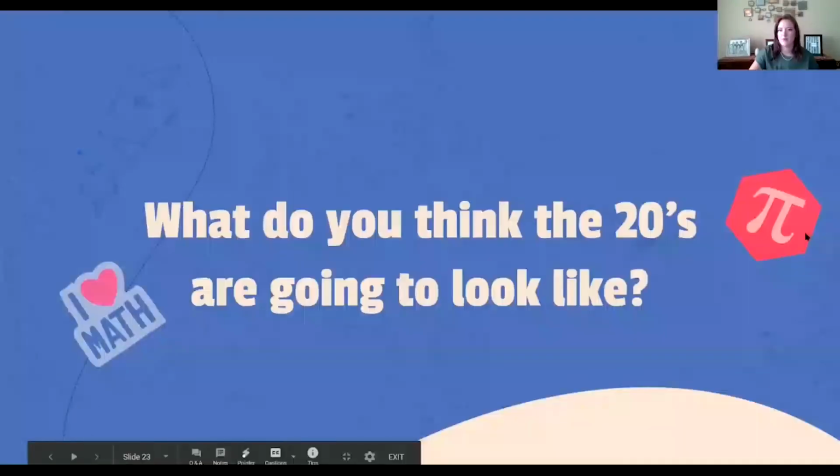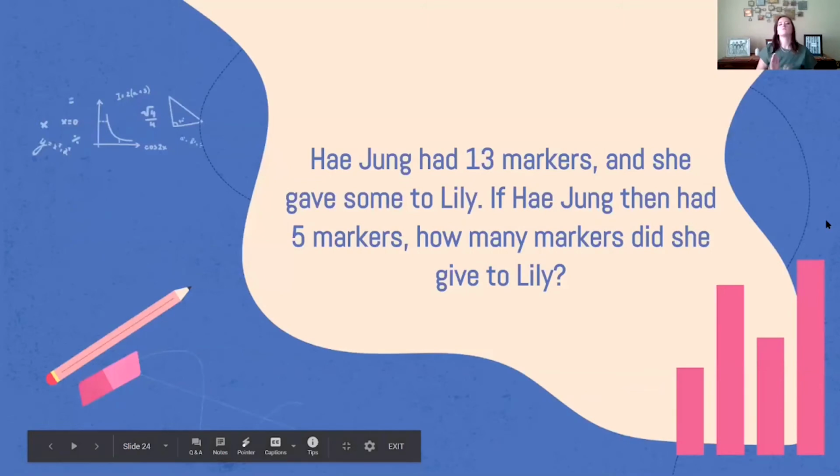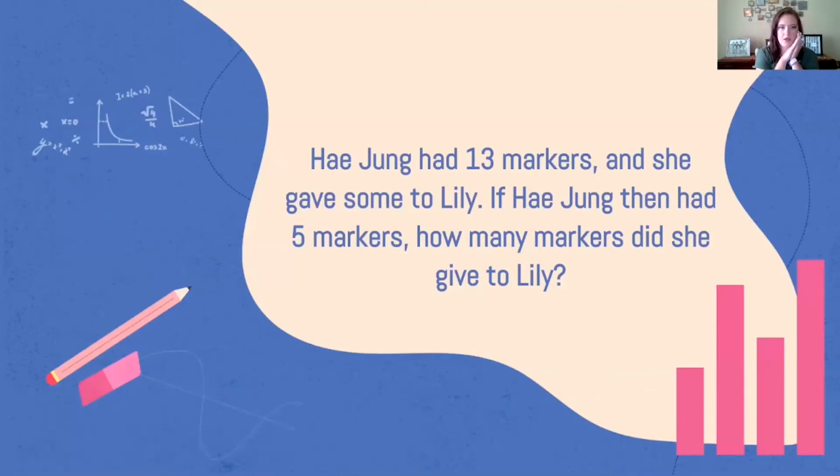All right, so now let's get started with our application problem, or our lovely, lovely word problem. All right, here we go. So, you ready? Here we go. Jung had 13 markers, and she gave some to Lily. If Jung then had 5 markers, how many markers did she give to Lily?